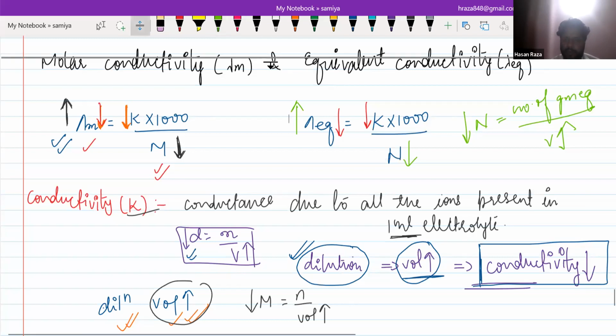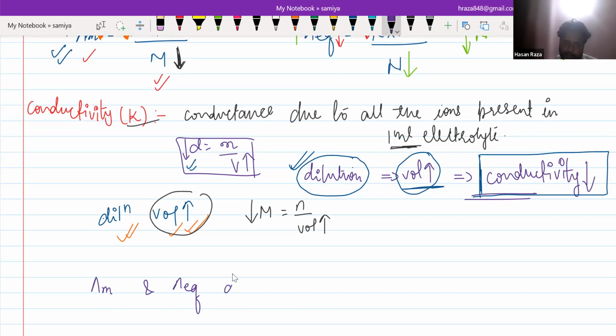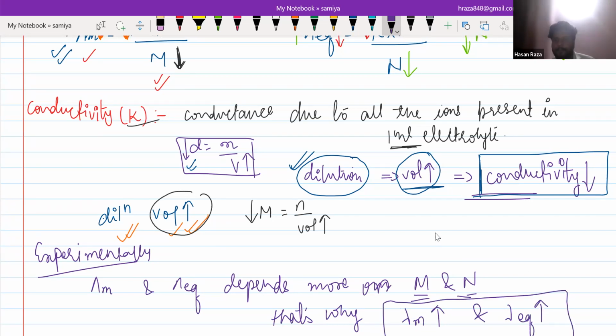So basically always remember that molar conductivity and equivalent conductivity depend more on molarity and normality. Experimentally we found that molar conductivity and equivalent conductivity depend more on molarity and normality. That's why on dilution, molar conductivity will also increase and equivalent conductivity will also increase. Is this clear to both of you?